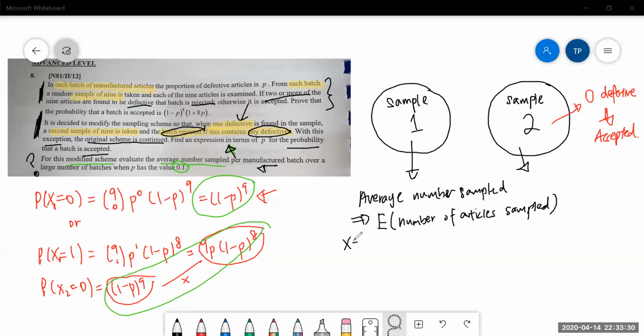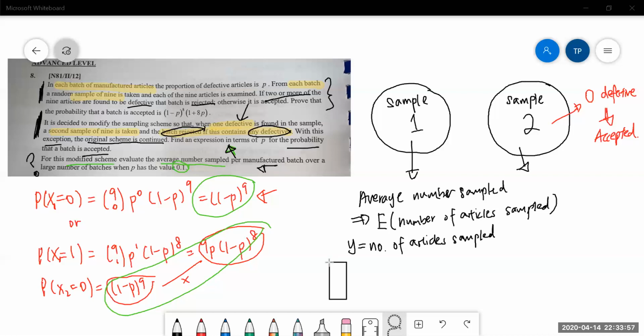Which means now I have to come up with a new variable, which is Y, because I want to find expectation. Expectation is the value of the random variable multiplied by the corresponding probability, then you add them up together. So now we have to define a new random variable Y, which is the number of articles sampled. Okay, so we have to draw the table.